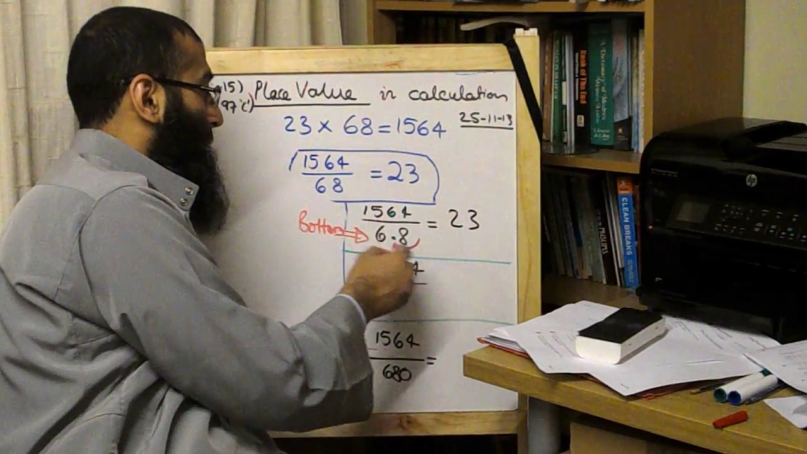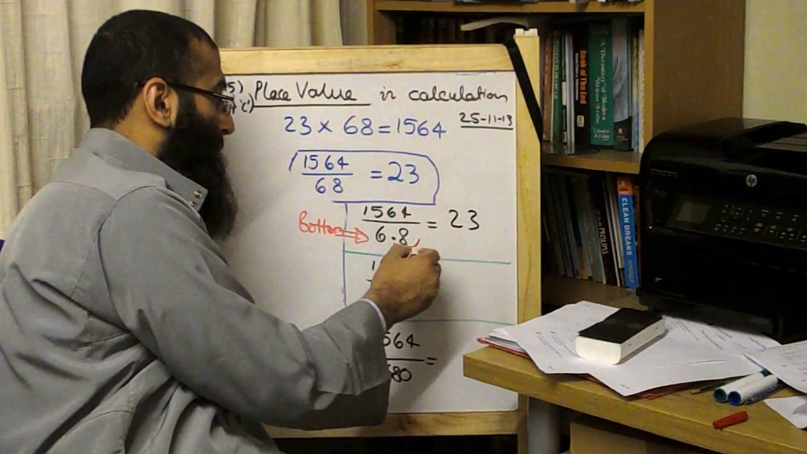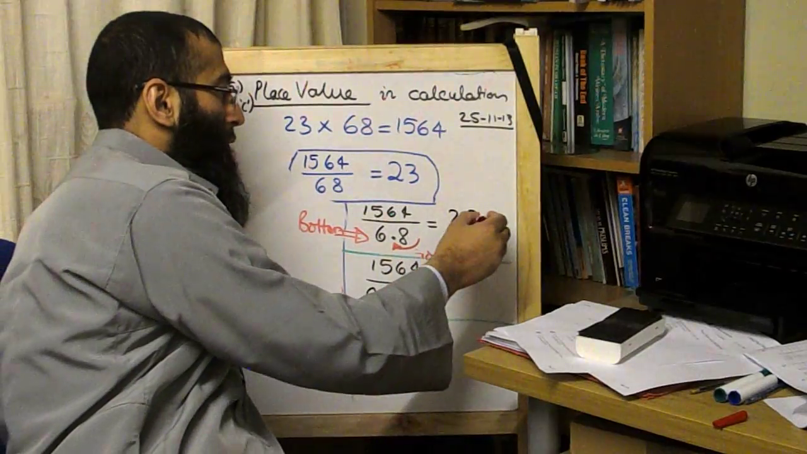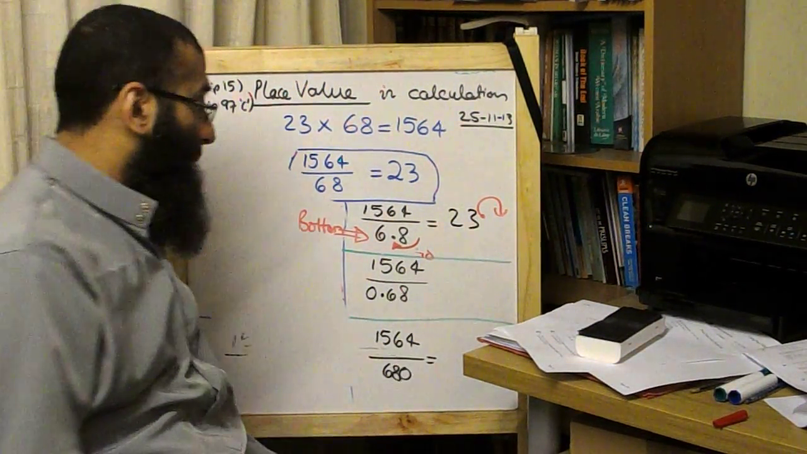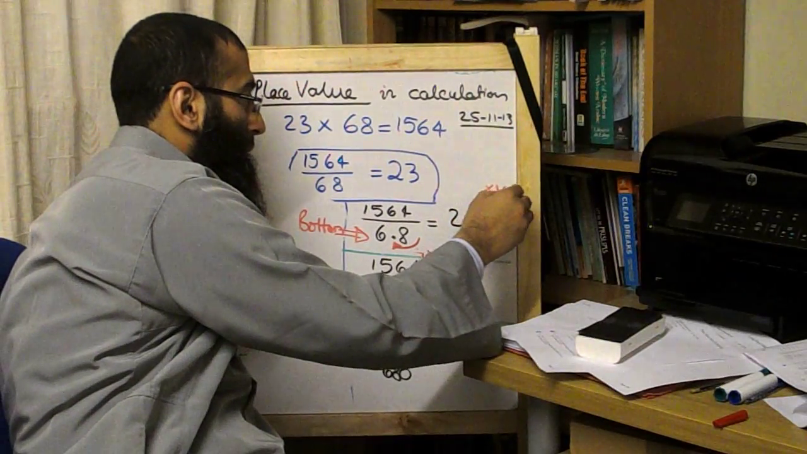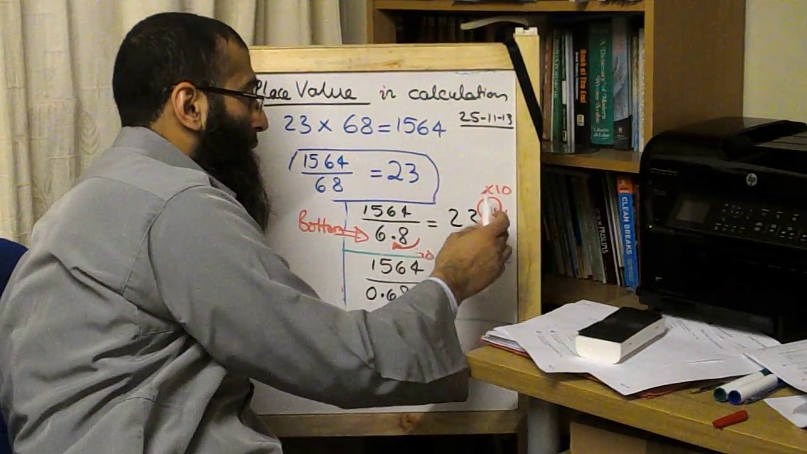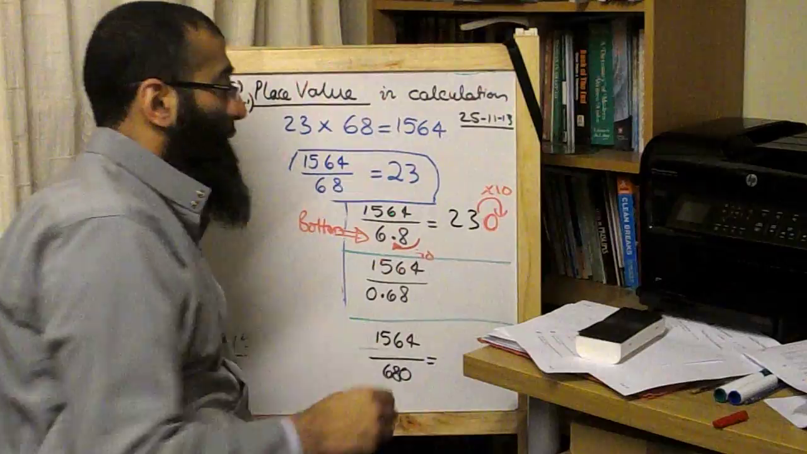So when we divide by this number here, and we make this one 10 times smaller, we make the answer opposite, with the answer 10 times bigger. So that becomes 230 is the final answer.